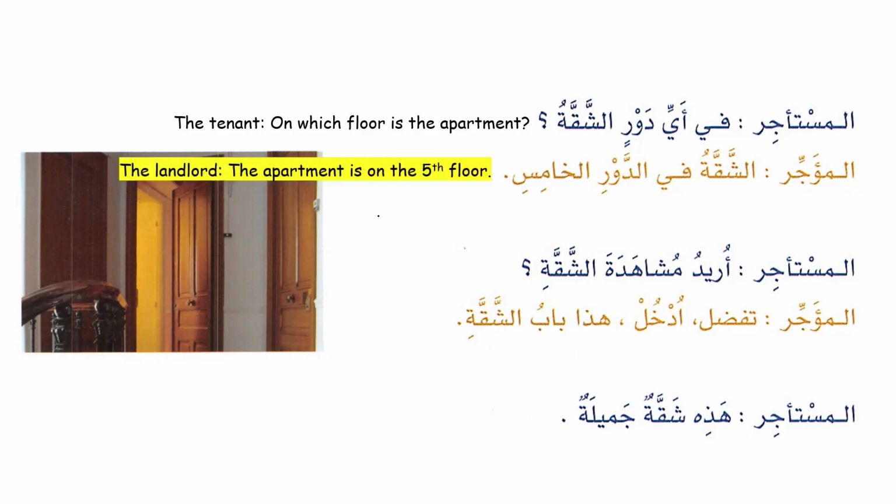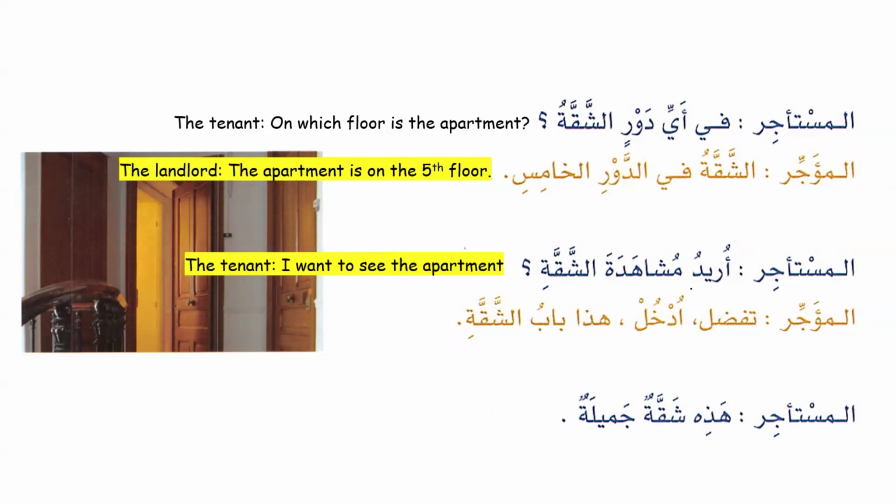المستأجر هذه شقة جميلة. Now let's look at the translation. المستأجر, the tenant. في أي دور الشقة, on which floor is the apartment. المؤجر الشقة في الدور الخامس, the apartment is on the 5th floor. الدور الخامس, 5th floor. المستأجر أريد مشاهدة الشقة. Now the tenant says, I want to see the apartment.